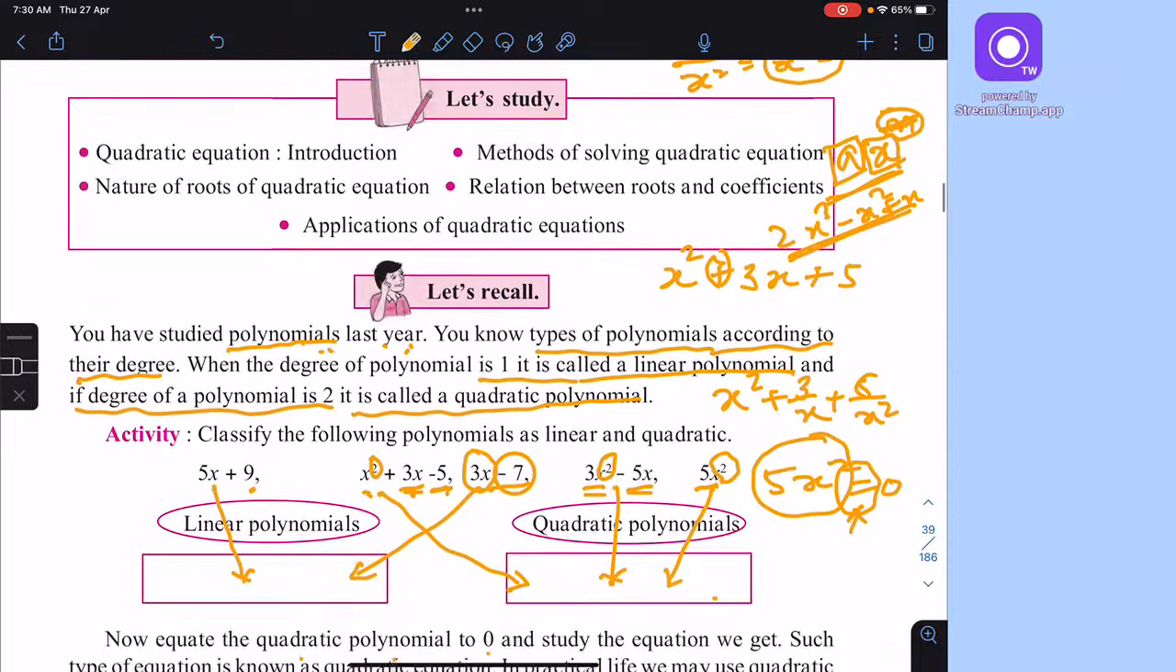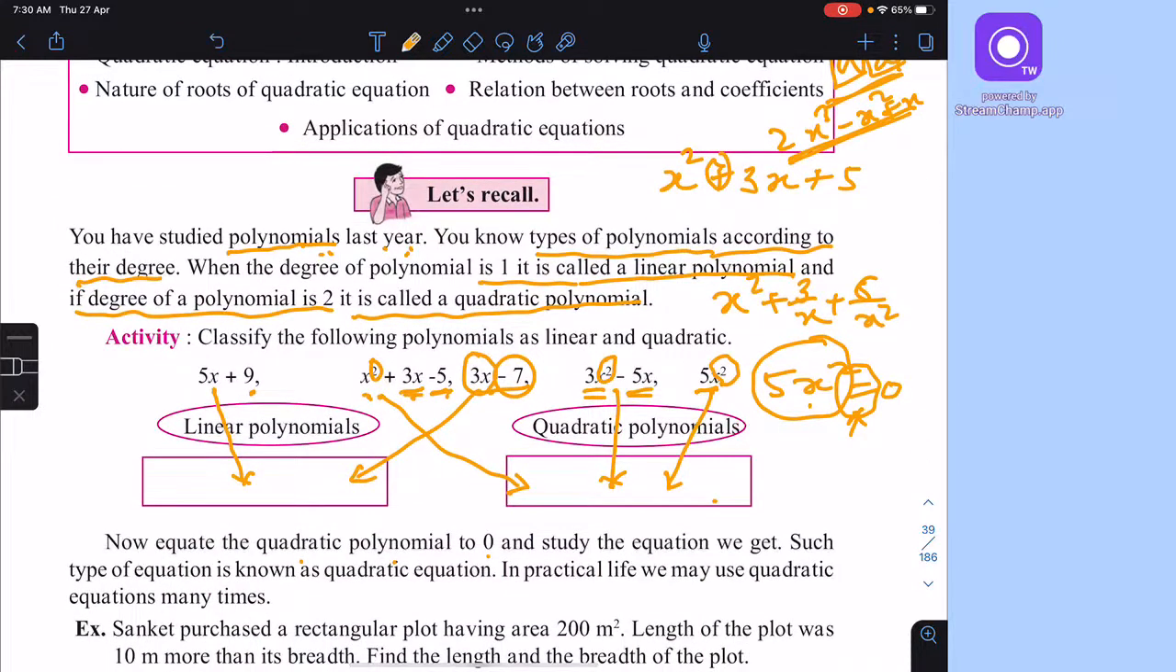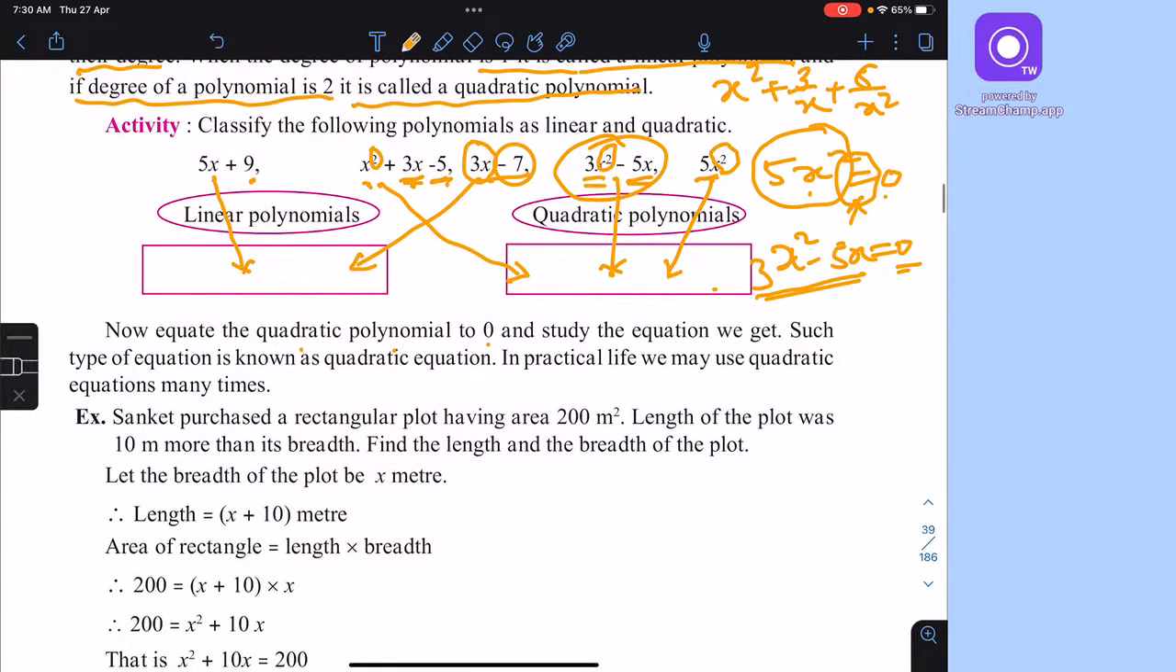So when you are equating a quadratic polynomial to 0, you can equate this also, 3x square minus 5x. If you equate it to 0, it becomes a quadratic equation. 3x square minus 5x is a quadratic polynomial, and when it is equated to 0, it becomes a quadratic equation. So that is what they are saying. Equate the quadratic polynomial to 0 and study the equation we get. Such type of equation is known as a quadratic equation.